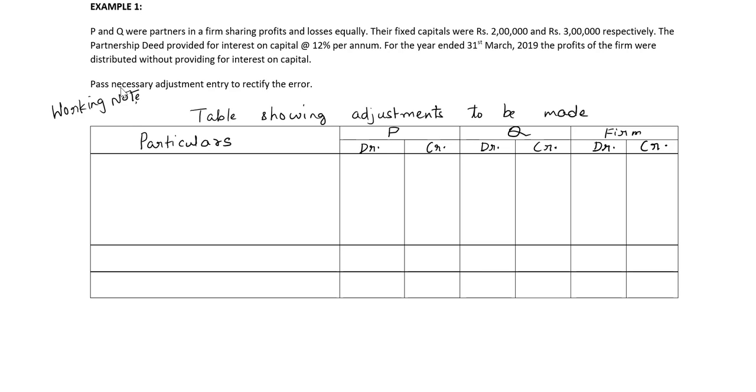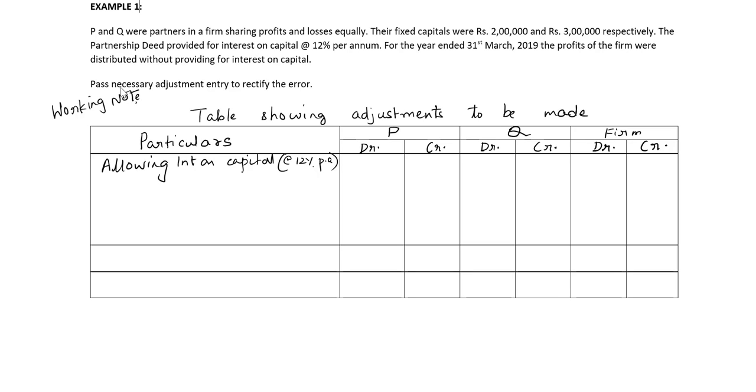The error is omission of interest on capital. So I will allow interest on capital, and the rate is at 12% per annum. For allowing interest on capital, we need to credit the partners and debit the firm.